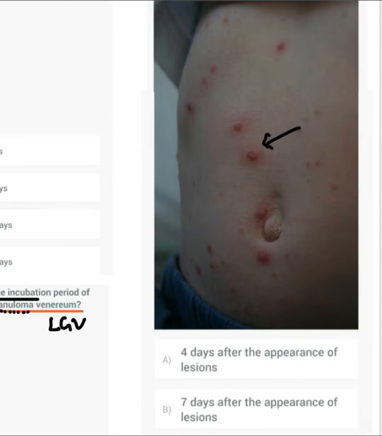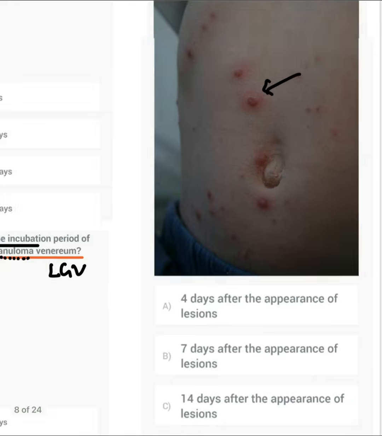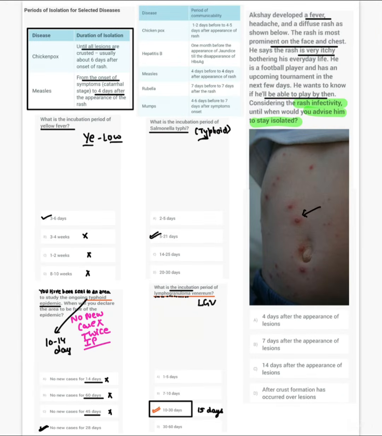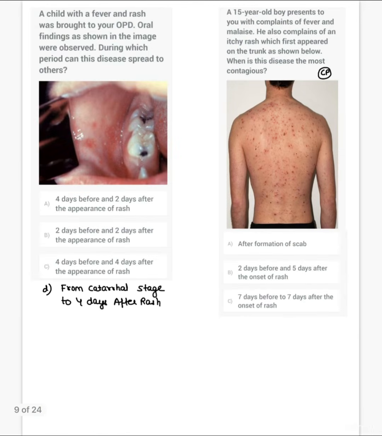Basically, this is the lesion of chickenpox, because you see various stages of the lesion here. So isolation is until all the lesions are crusted. Very simple. Now coming on to the next application-based question. There is a child brought to your OPD and directly they have given you this picture. This question can also be given as the 3 C's history, that is cough, coryza, and conjunctivitis. How will you proceed with this?